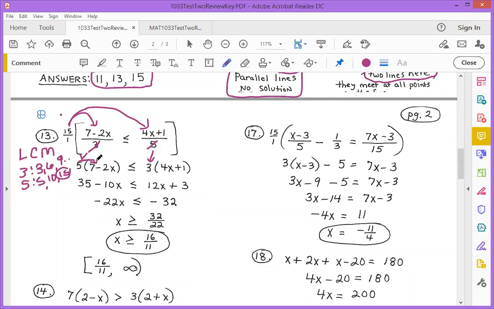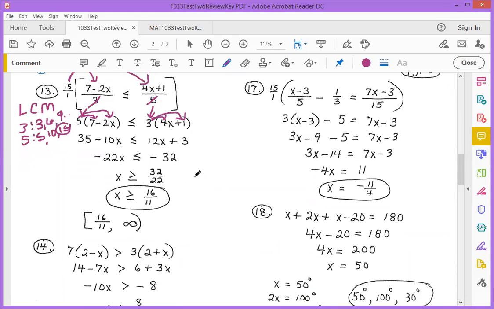From there, we want to distribute. So on both sides of the inequality, we're distributing. 5 times 7 gives us 35. 5 times the minus 2x gives us negative 10x. 3 times 4x gives us 12x. 3 times 1 gives us 3.